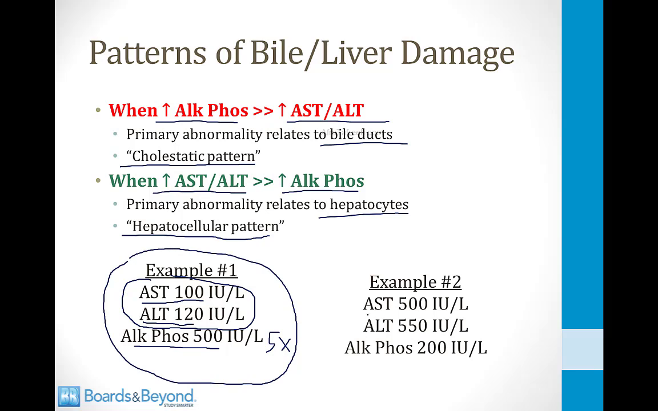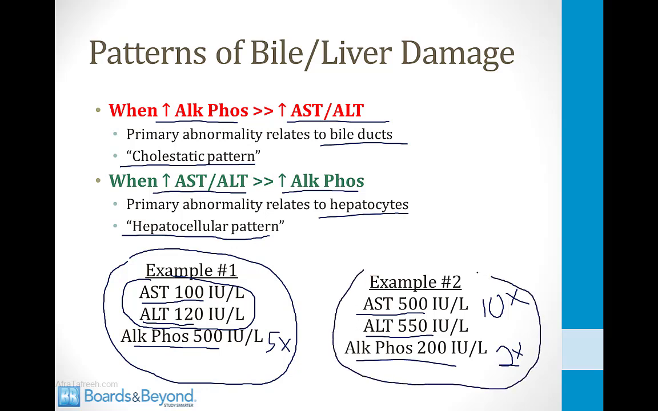In example 2, we have an AST of 500 and an ALT of 550. So these are both about 10 times the upper limit of normal for AST and ALT. Our ALK-Phos, on the other hand, is 200, so this is only about 2 times the upper limit of normal. So we have a rise in AST and ALT that is much greater than the rise in ALK-Phos. This is the hepatocellular pattern of liver damage, and this is the type of pattern you would see in a patient who has a primary liver disorder.